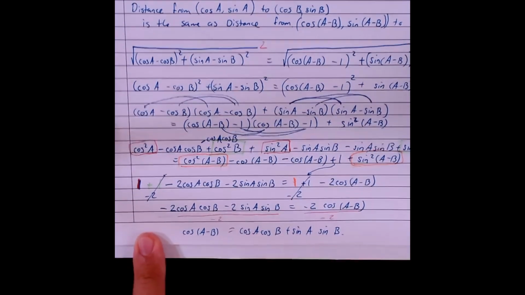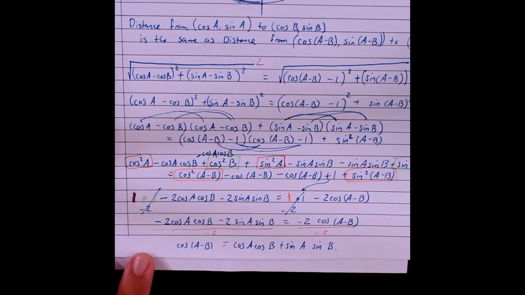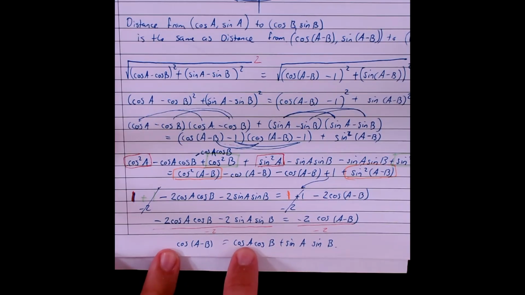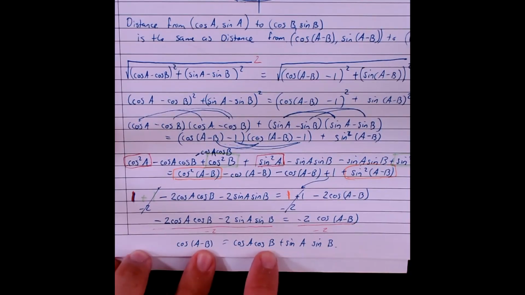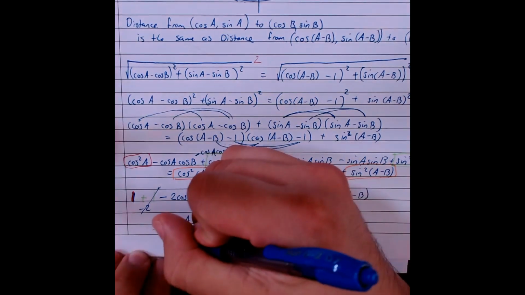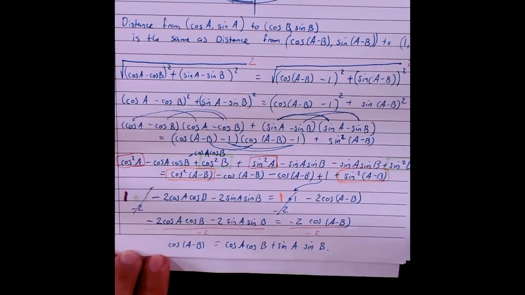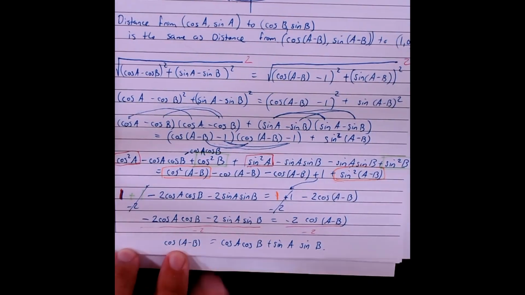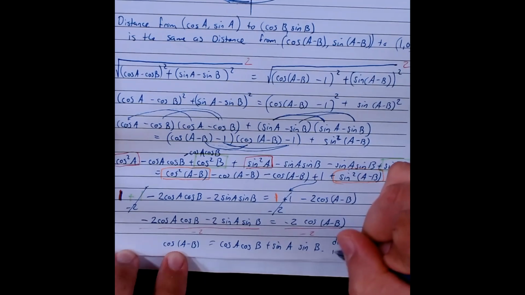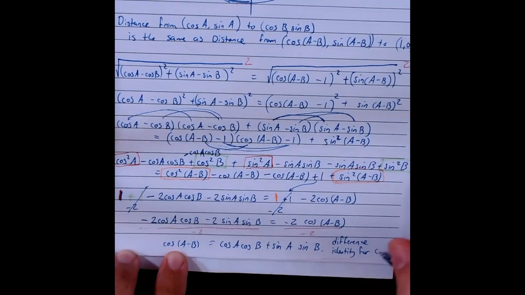And this is what's called the difference identity for cosine. What this tells us is that if I take two angles and subtract them, their cosine is not just going to be the difference in the cosines of the angles. Rather, it's going to be the cosine of the first angle times the cosine of the second angle plus the sine of the first angle times the sine of the second angle. This is called the difference identity, because there's a minus there. This is the difference identity for the cosine function.